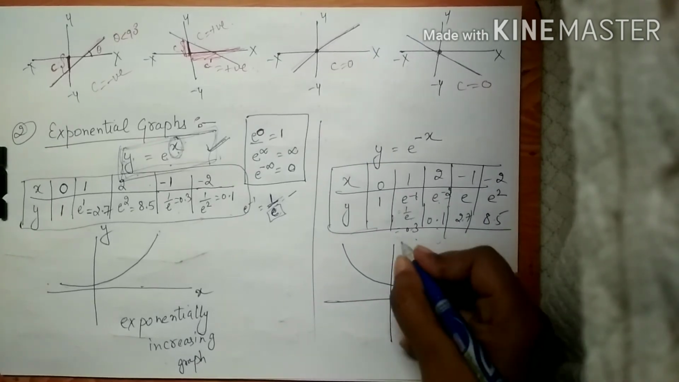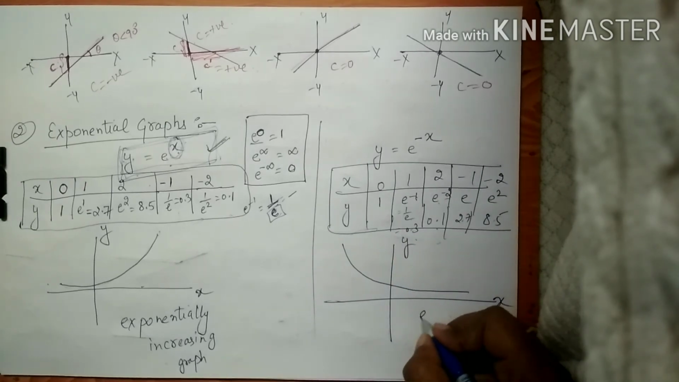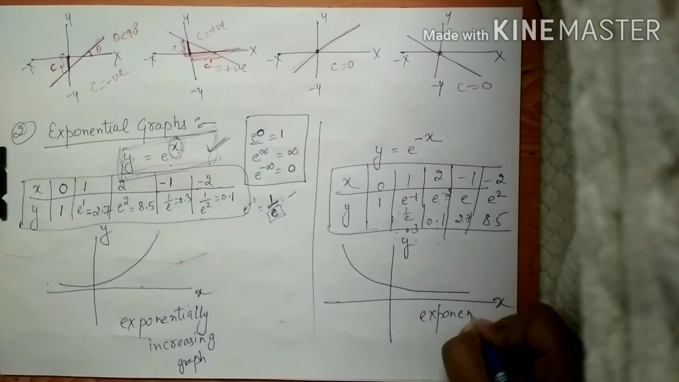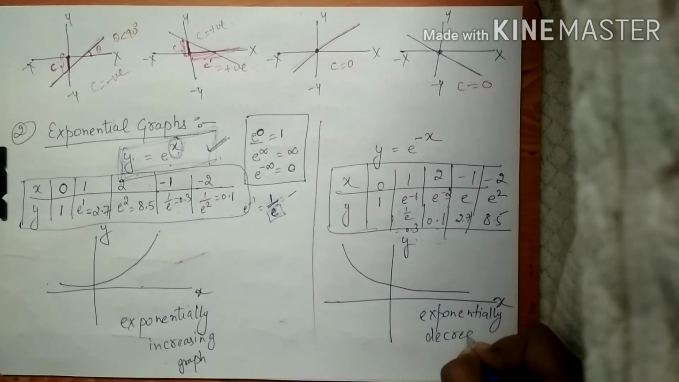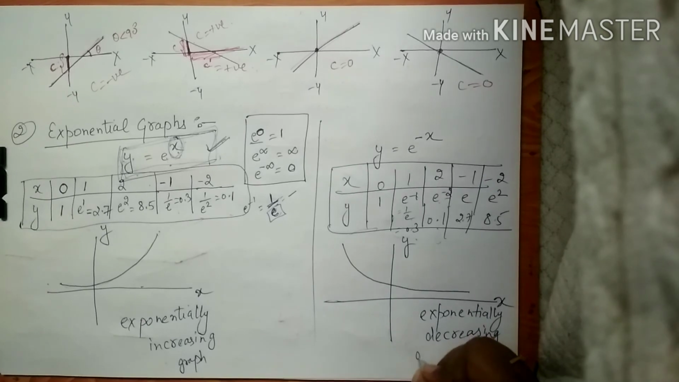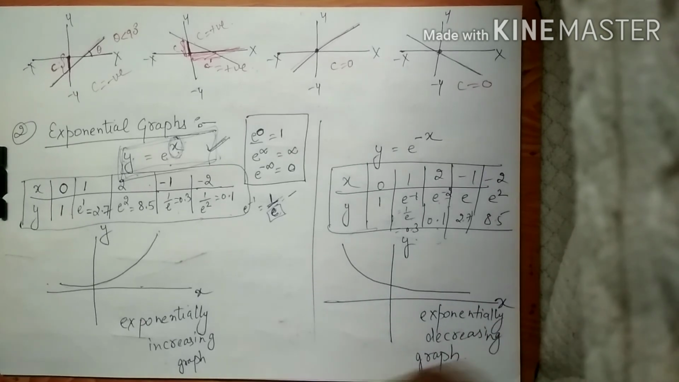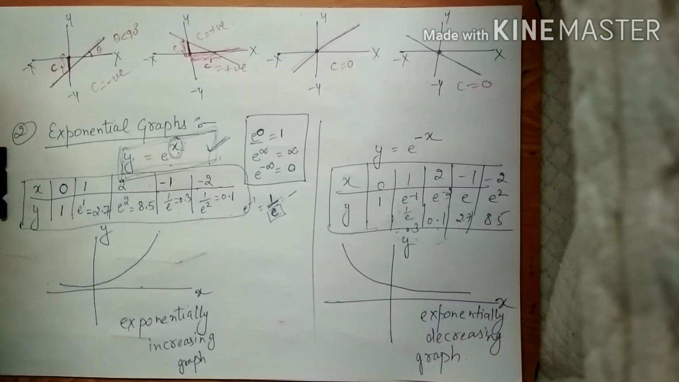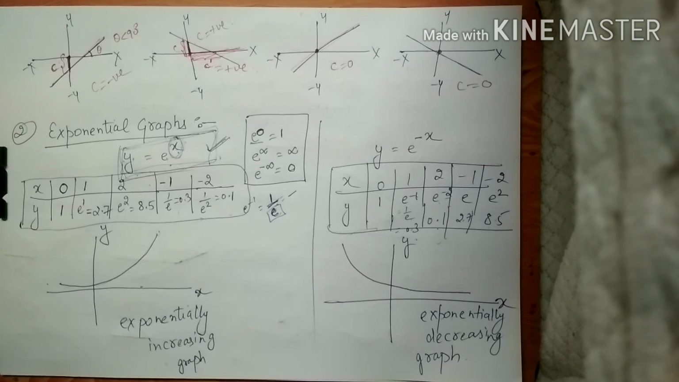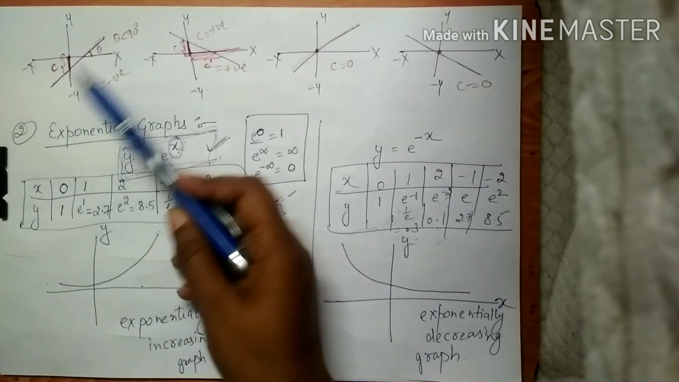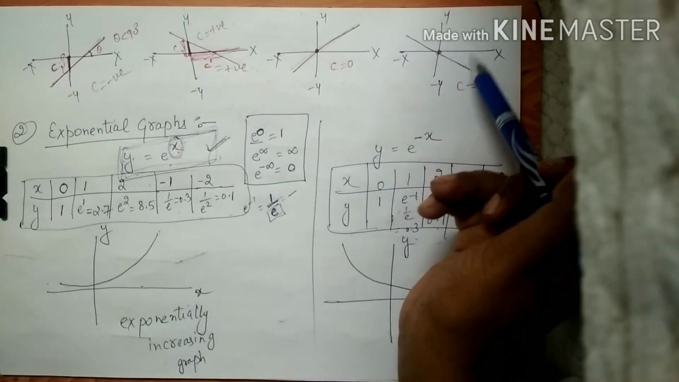This is the x-axis, this is the y-axis, and this type of graph is called an exponentially decreasing graph. So this is all about your exponential graphs. What you need to remember from here is how to first find out the slopes, whether the slope is positive or negative in the equation y equals mx plus c, and how to find the intercepts in those graphs.